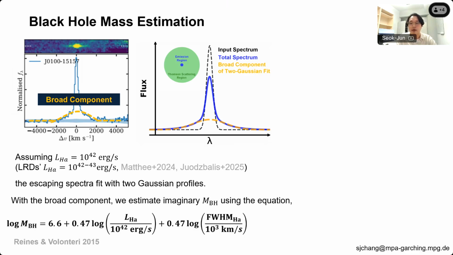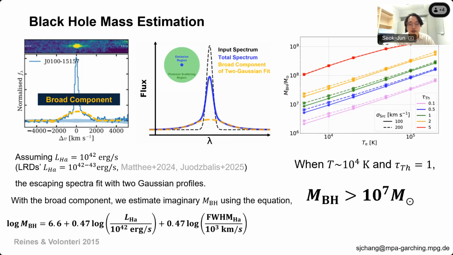Here in the right panel, you can see the imaginary black hole mass as a function of electron temperature. You can easily see that at a temperature of roughly 10 to the 4 Kelvin and an optical depth of 1, the imaginary black hole mass is higher than 10 to the 7 solar masses. This is also a typical black hole mass in LRDs. So if LRDs have Thomson-thick gas, that could make a broad wing feature without broad emission lines from an AGN.